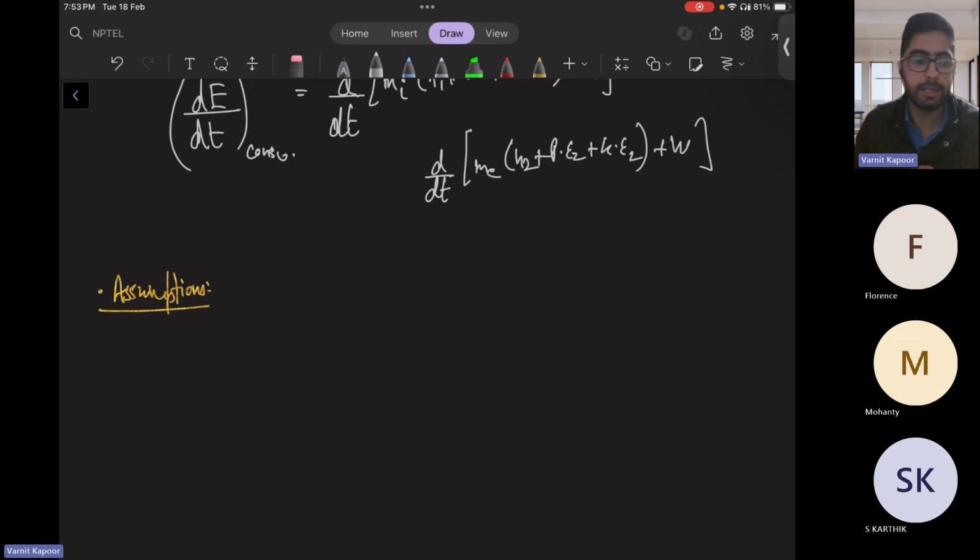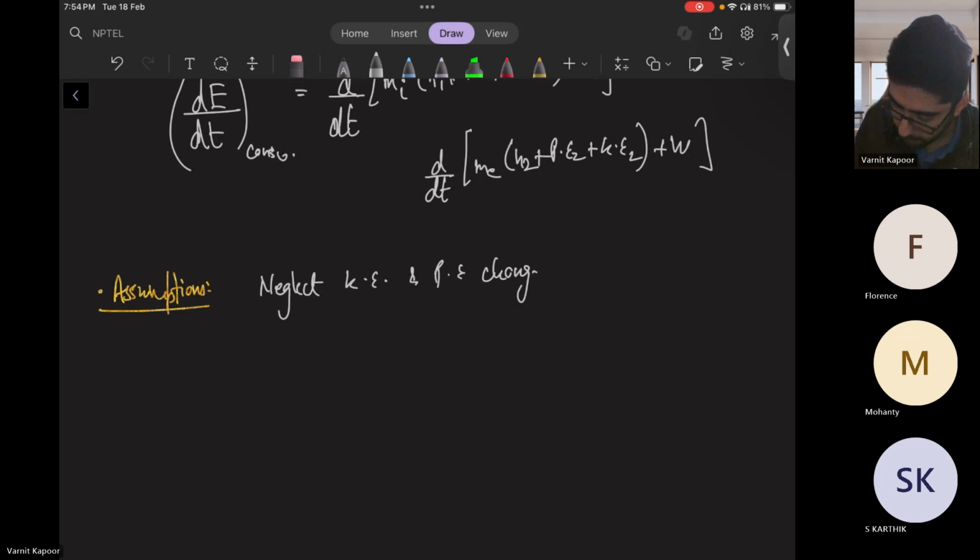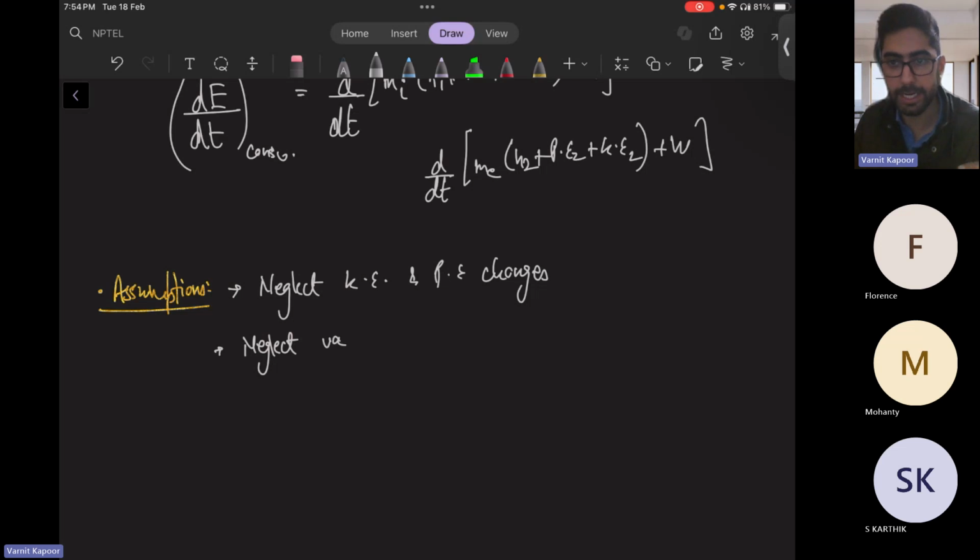Assumptions: we will neglect the kinetic energy changes and the potential energy changes. We will also neglect the variation of enthalpy at inlet and outlet with respect to time, that is dH by dt. This is also an assumption we are taking. You will get to know how this expression comes.